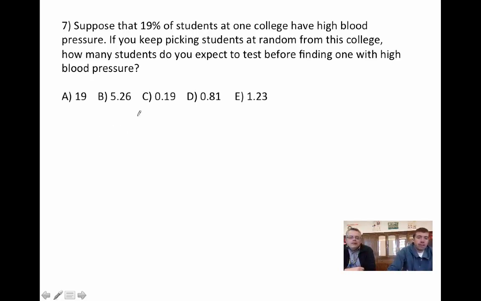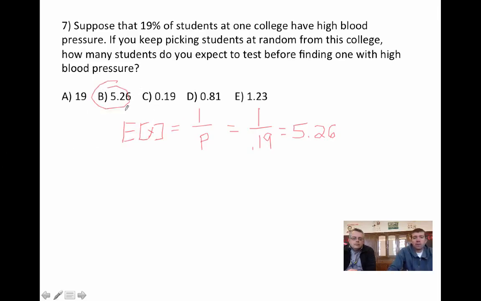Okay. So our expected value of x would be 1 over the probability of success. So in this one, it would just be 1 over 0.19. This was the easiest problem. It really was. 5.26. So about 5, 6 kids would be our answer. I don't really know why they kept the decimal there, because you can't really have 0.2 of a kid. But remember, this is an average. So that's why it's 0.26. Okay, believe it or not, that's it.